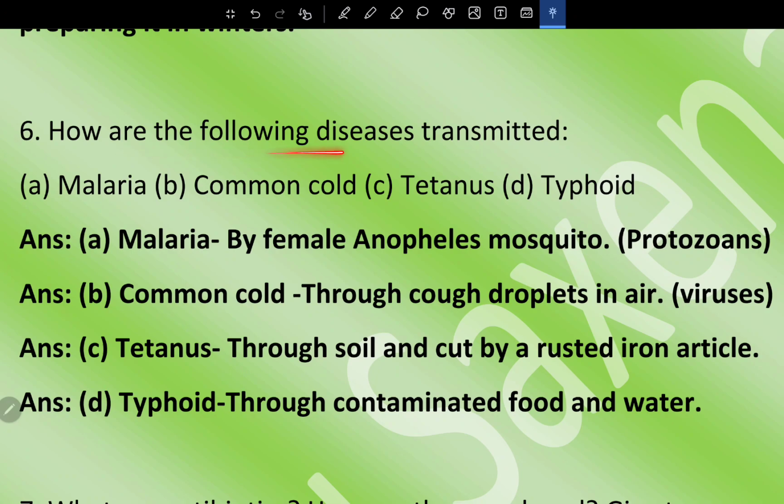Question number 6. How are the following diseases transmitted? Malaria, common cold, tetanus, typhoid. Malaria is transmitted by the female Anopheles mosquito, that is, protozoans. Common cold is spread through cough droplets in air; viruses. Tetanus is spread through soil and cuts by rusted iron articles. Typhoid is spread through contaminated food and water.